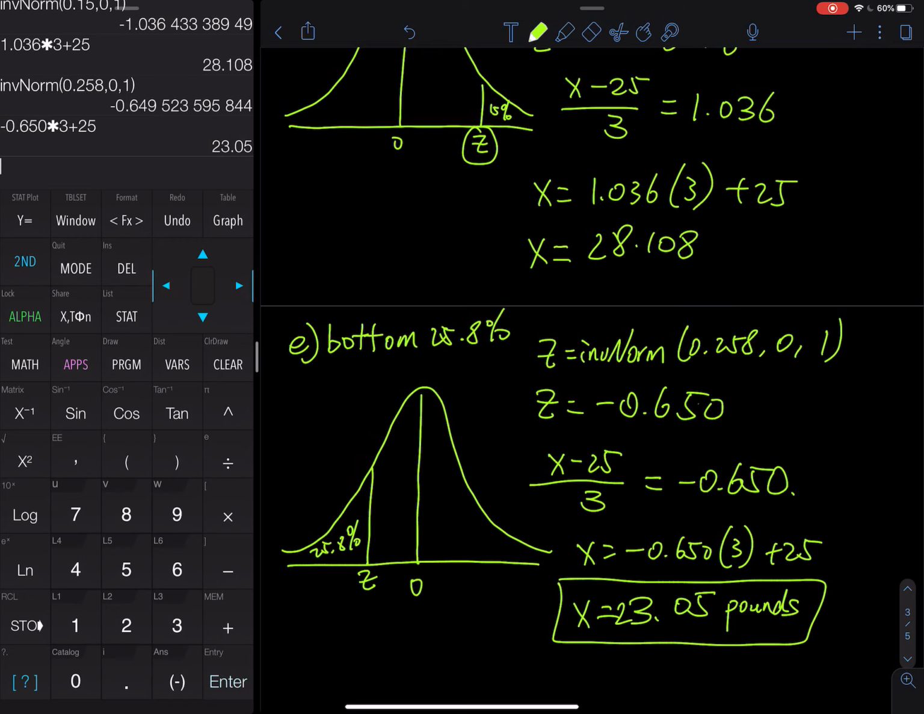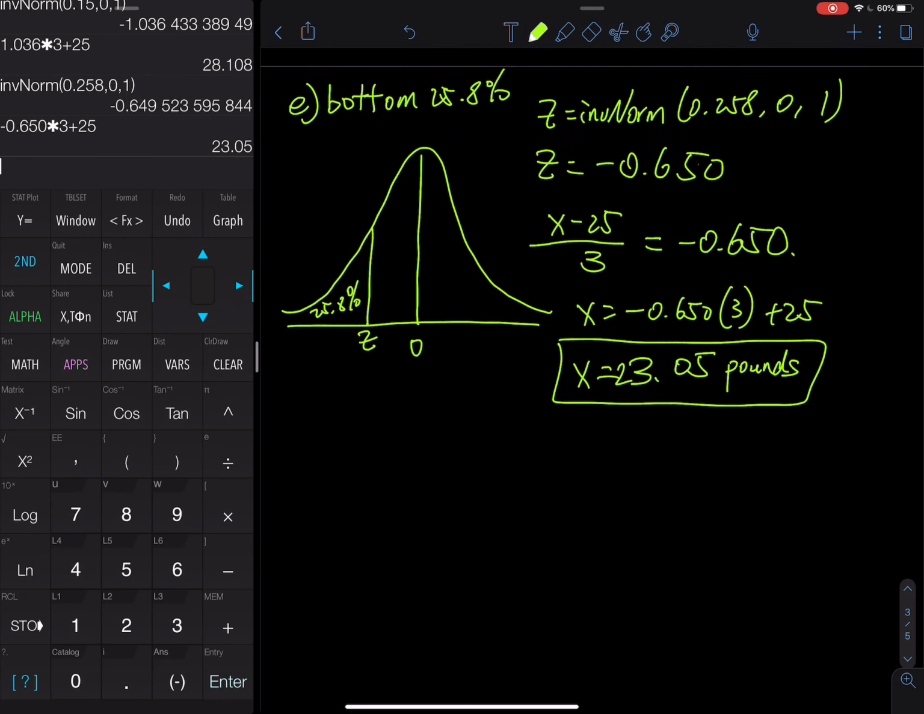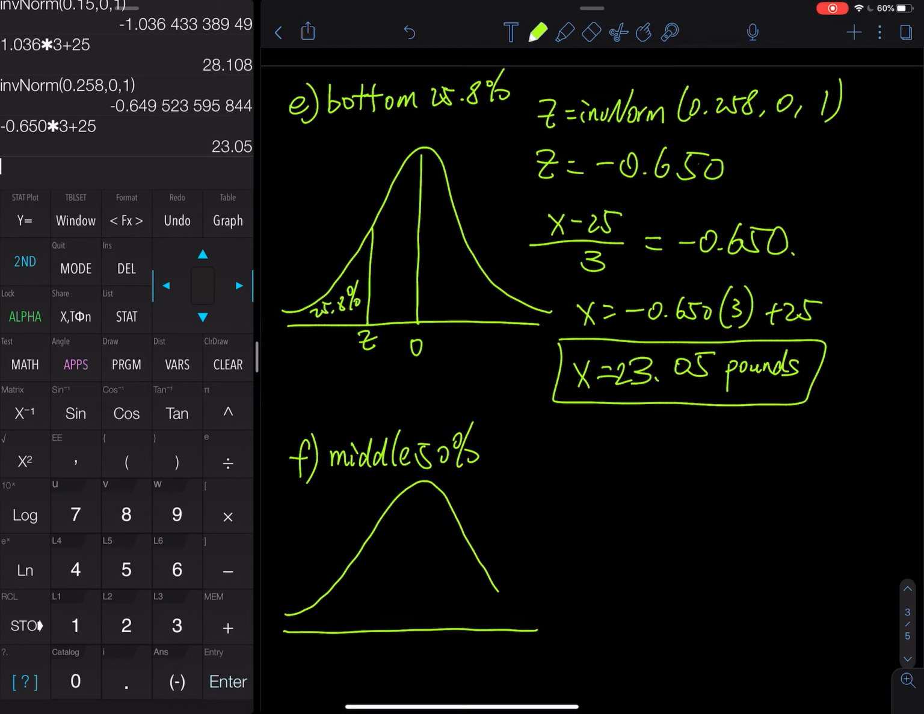And then the last one is pretty challenging. I am asking for the middle 50%. So part F is middle 50%. So this time we cut 50% right in the middle of the bell curve. So we have a Z1, we have a Z2. How do we find this?